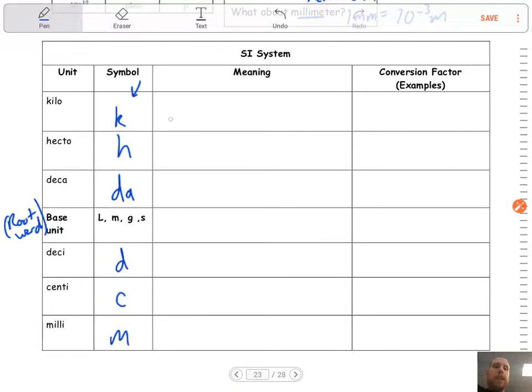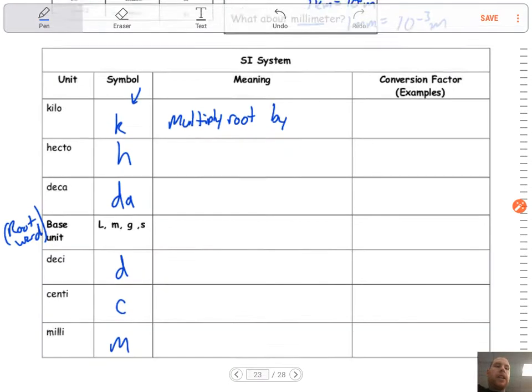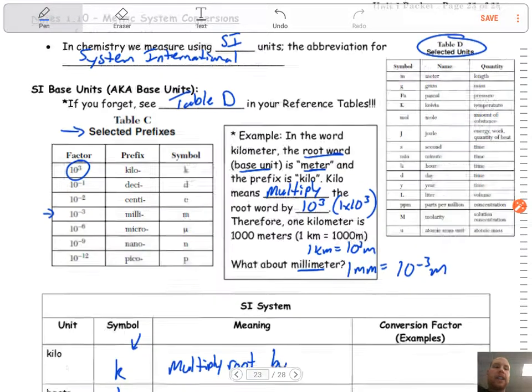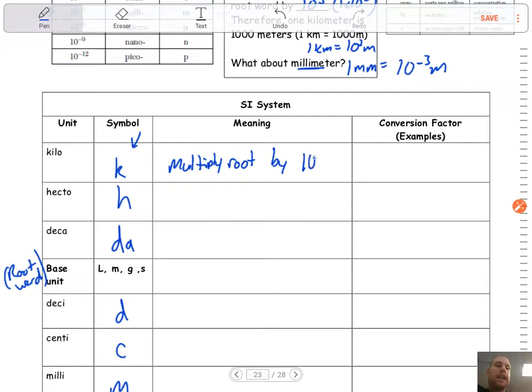Guys, what these mean is that we're going to multiply the root, whatever that root is. So if it's grams, if it's meters, if it's liters, if it's second, we're multiplying the root by, in this case for kilo, if we go up here and take a look at our selected prefixes, there's our factor. We're going to multiply it by 10 to the third, which is the same thing as 1,000.